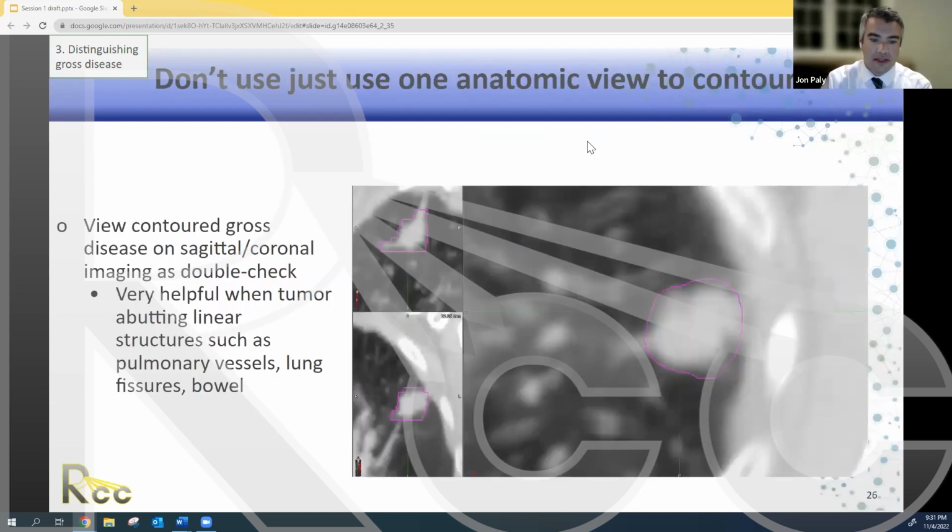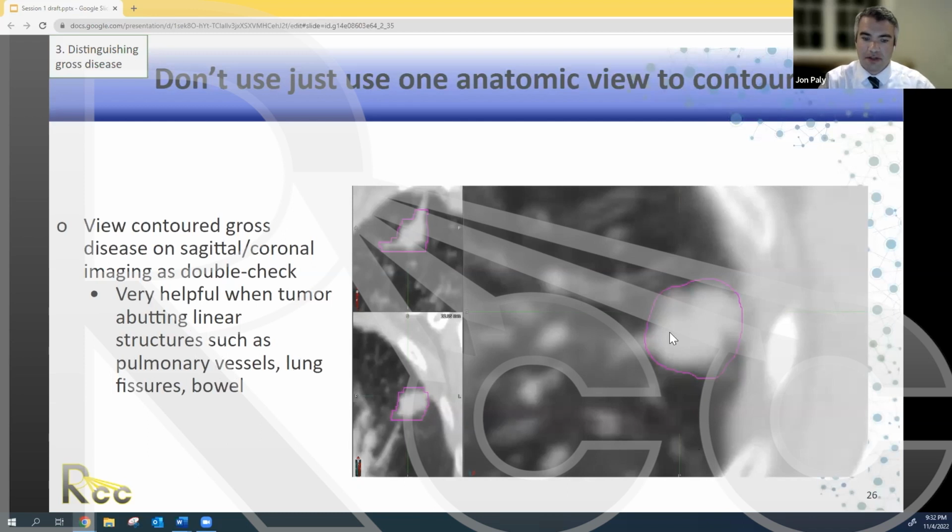Another really important key is to look at everything, to look at your contours in multiple views. Of course, as radiation oncologists, we do our contouring in the axial view, and that's the easiest. But it is important to check those contours and use the other anatomic views to assist you. This is especially helpful when a tumor is abutting linear structures such as pulmonary vessels, lung fissures, or bowel.